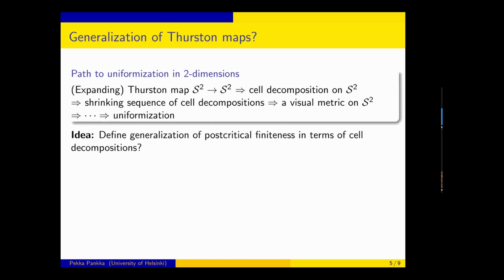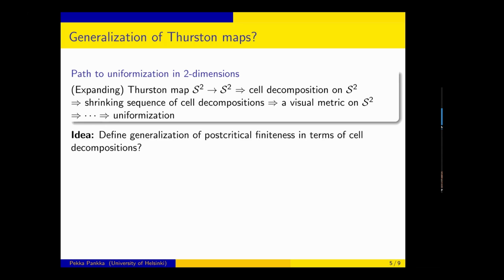Let me now take one slide, a little bit before the definition of the Thurston-type map, and try to motivate from a different point of view what we want to do.